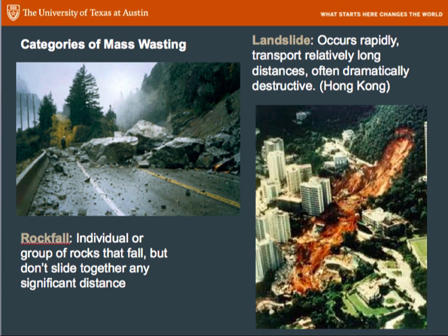So, categories of mass wasting. First of all, there's rockfalls. That's where individuals or groups of rock fall, but they don't slide together any significant distance. A landslide is a very rapid transport over relatively long distance, and they're often dramatically destructive. This landslide is in Hong Kong.